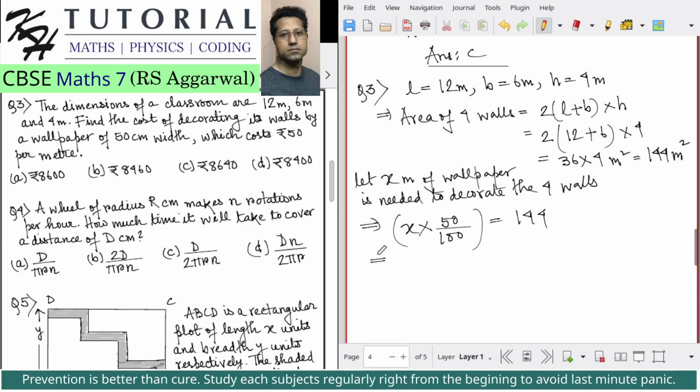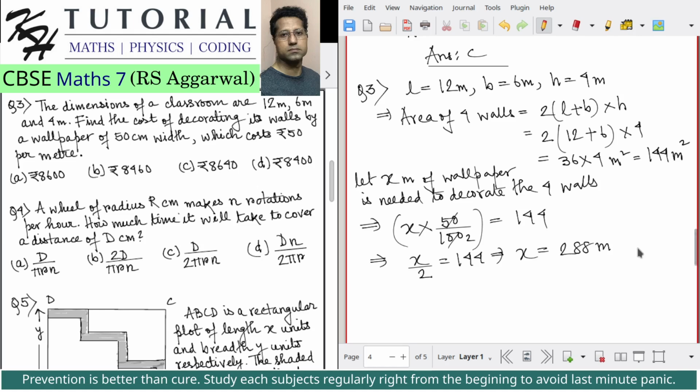From here we can find x. So this is x, 50 cancels 100 with 2. So x by 2 is equal to 144. So this implies x is equal to 288 meter. So 288 meter of the wallpaper is required.